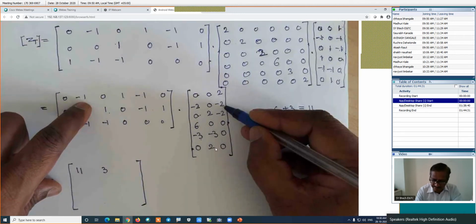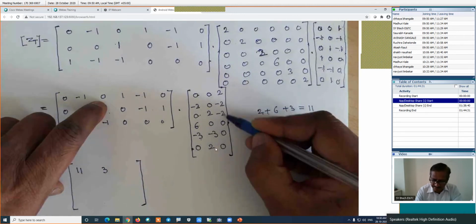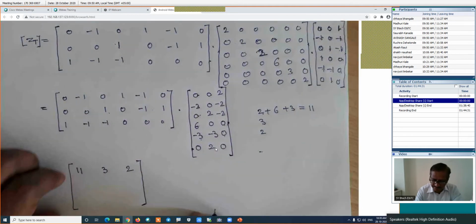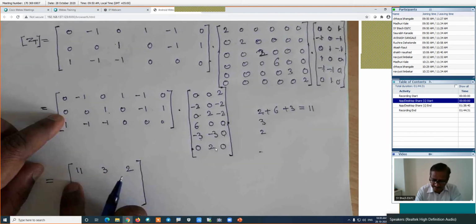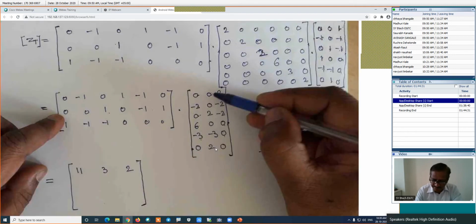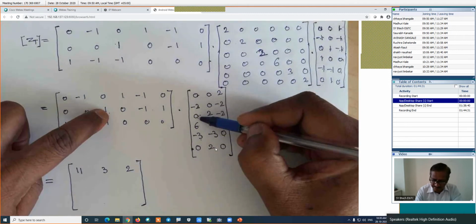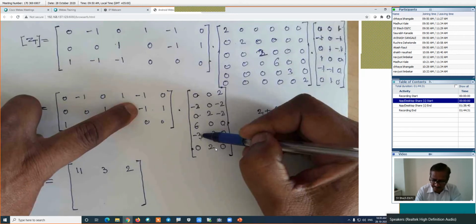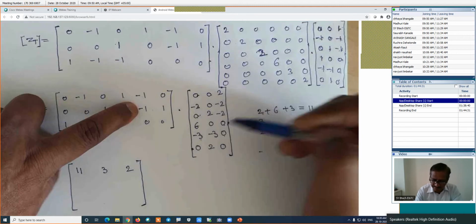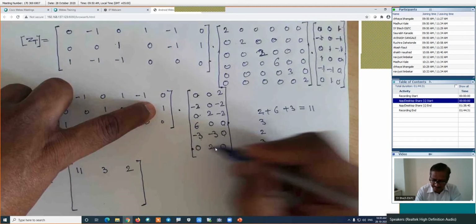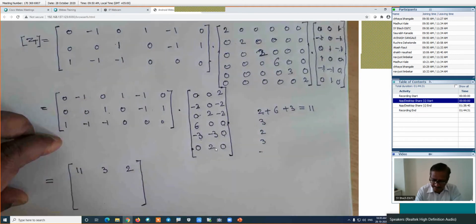Then 0, then 0, then 0, then 0, which means its value is plus 2. 11, 3, 2 is the first row. How much is the second row of this particular matrix? 0 into 0 is 0, minus into minus, that is plus. 1 into 3 will be 3. This value is 3, and finally it is 0, so the next element is 3.